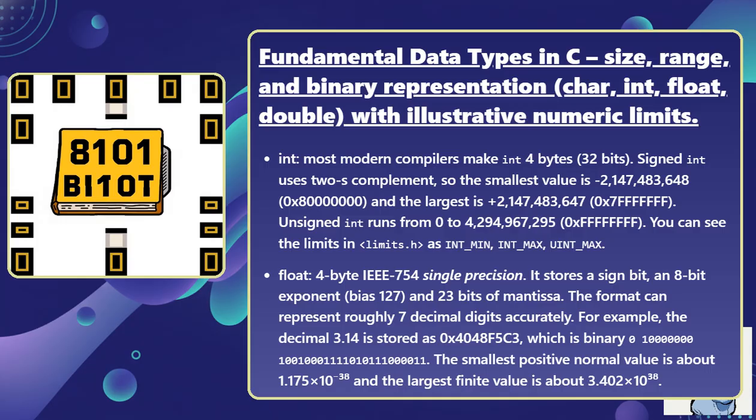For example, the decimal 3.14 is stored as hexadecimal 4048F5C3, which is binary 0100 0000 0100 1000 1111 0101 1100 0011. The smallest positive normal value is about 1.175 times 10 to the -38, and the largest finite value is about 3.402 times 10 to the 38.